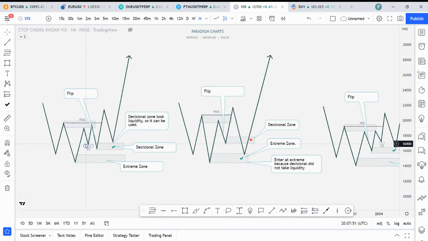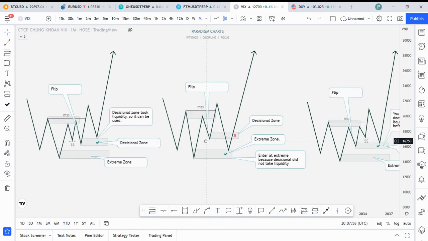So if it takes liquidity before it breaks structure, use the decisional zone. If there is no liquidity before it breaks, you can see this is the flip zone.